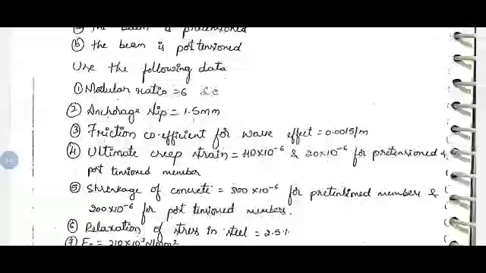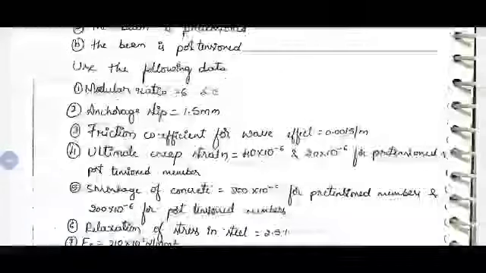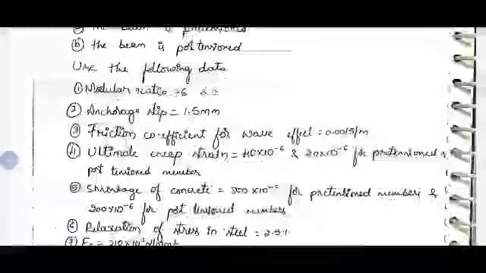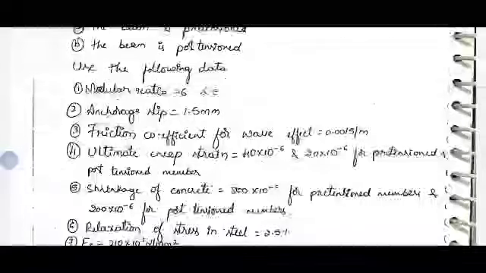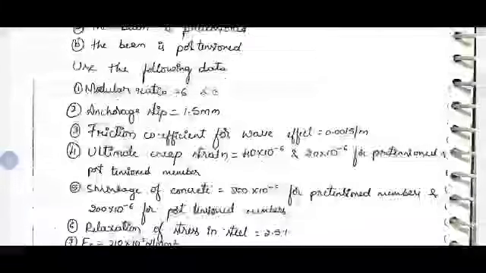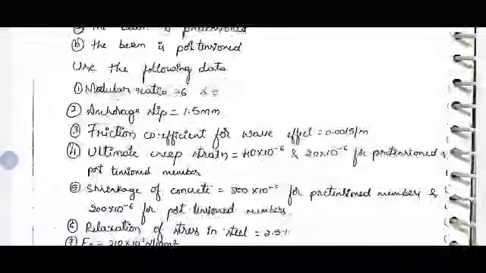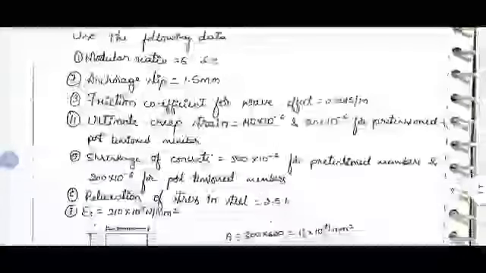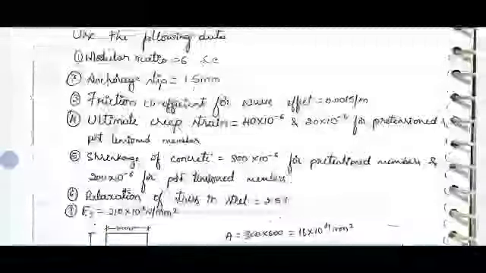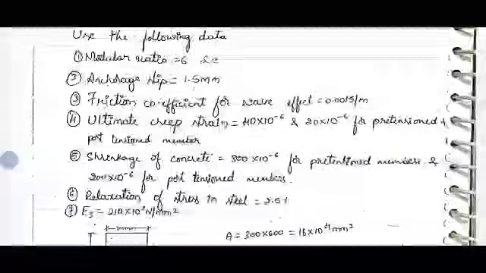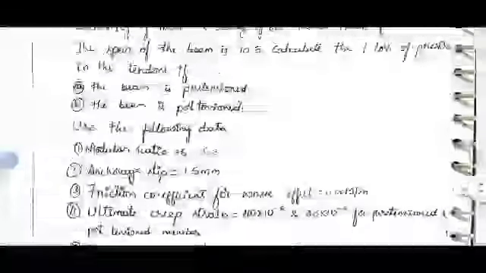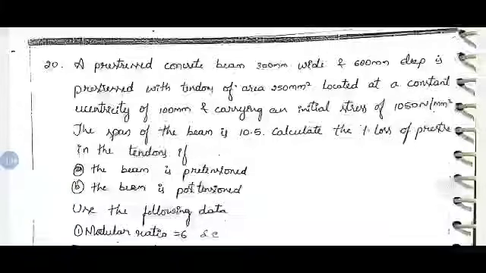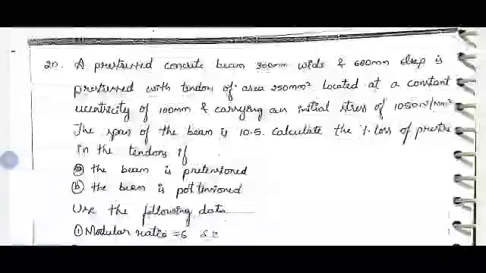Modular ratio is given, anchorage slip is given, friction coefficient for wave effect, ultimate creep strain for pre-tension and for post-tension both is given, shrinkage of concrete for pre-tension and for post-tension both it is given, relaxation of stress in steel is given, Young's modulus of steel is given. So first, if you see the question, it is generally asked calculate the percentage of pre-stress and he has not mentioned which loss you need to find out.